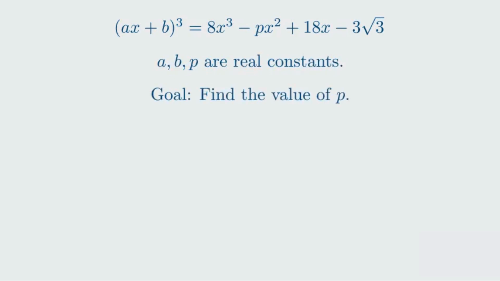To do this, our strategy will be to expand the left side of the equation, the binomial ax plus b cubed, and then compare each term of our result to the corresponding term in the given expansion. This comparison will allow us to find the values of a, b, and eventually p.